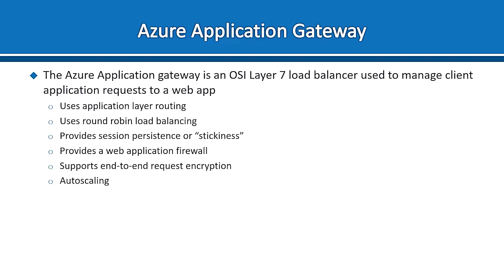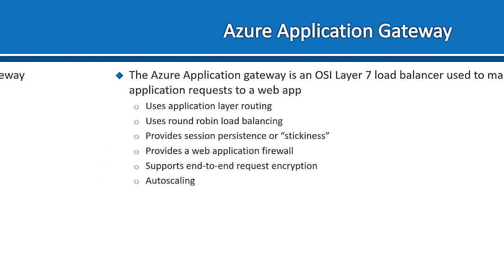It also provides a web application firewall, so that you can control traffic a bit better and be protected against known web application vulnerabilities. End-to-end request encryption, and then auto scaling. Auto scaling gives you the ability to dynamically adjust capacity as the web traffic load changes. So both of these are going to be set up actually pretty similarly. The key difference is the Layer 4 versus Layer 7 and what that means.